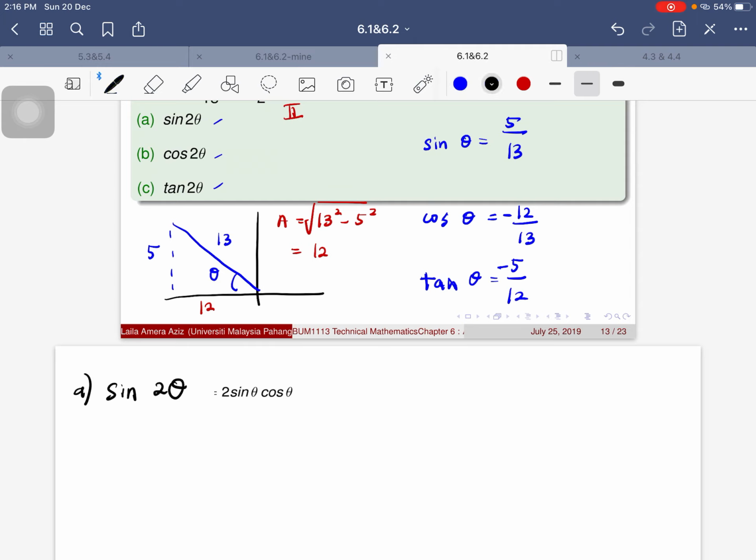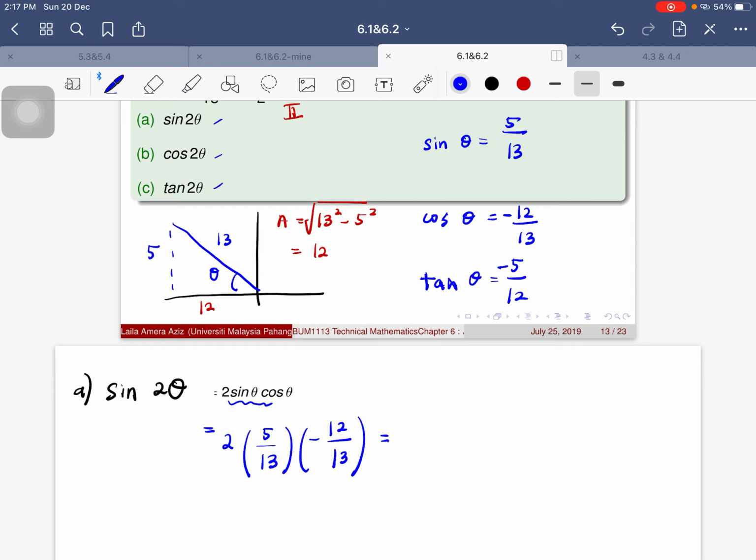So let's start with the first one, which is going to be sine 2 theta. According to the formula that we have seen previously, sine 2 theta is going to equal 2 sine theta cos theta. So now all we have to do is substitute the values. Sine theta, according to what's given, is 5/13, and cos theta is going to be negative 12/13.